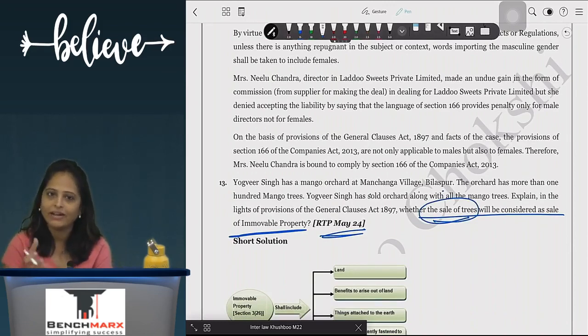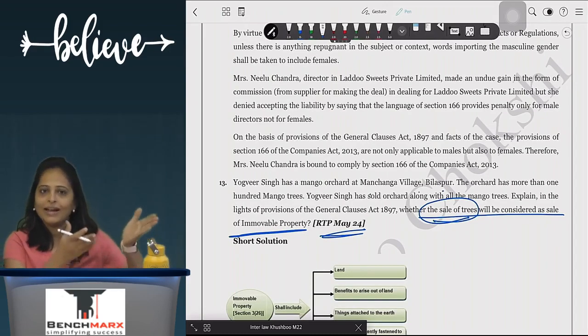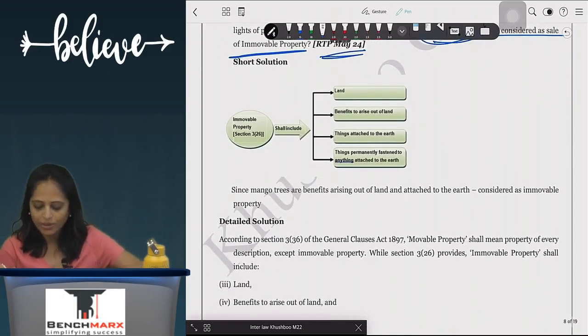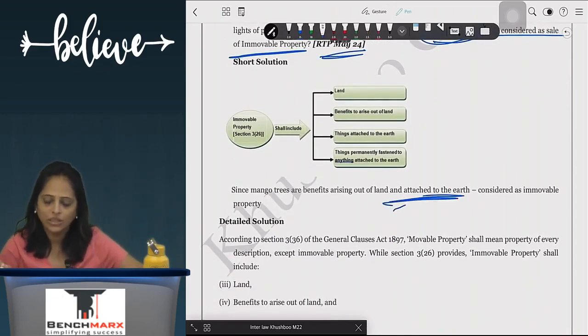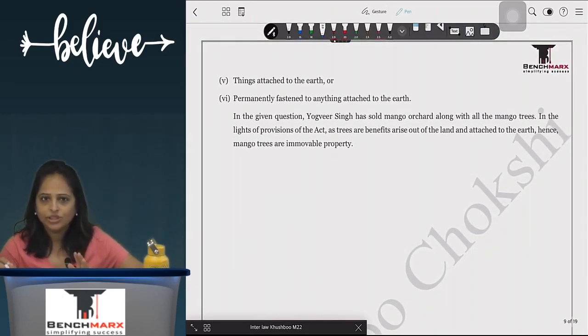Timber is already cut, the logs that we see, that is timber. So already cut and kept. This is sale of trees, so this will be immovable property because it is attached to the earth. Okay? So this is pertaining to General Clauses Act. I hope it is easy for you to understand.